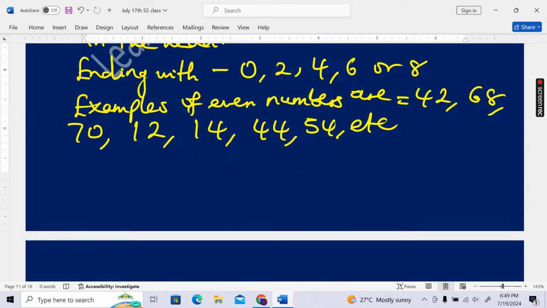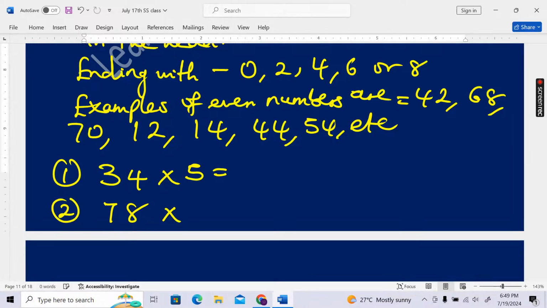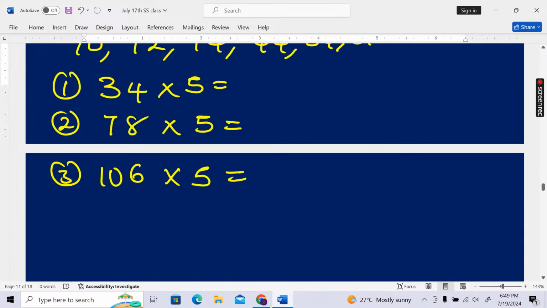Now let's start by multiplying even numbers by 5. How can you multiply 34 by 5 in less than 5 seconds? How can you multiply 78 by 5 in less than 5 seconds? How can you multiply 106 by 5 in less than 10 seconds? These are strategies meant for only multiplication of even numbers by 5. How can you quickly multiply 52 by 5?